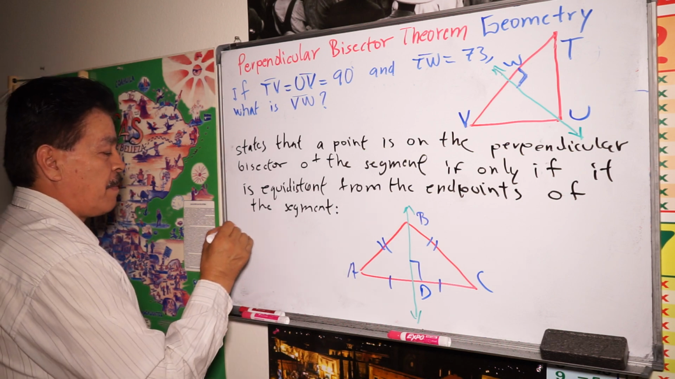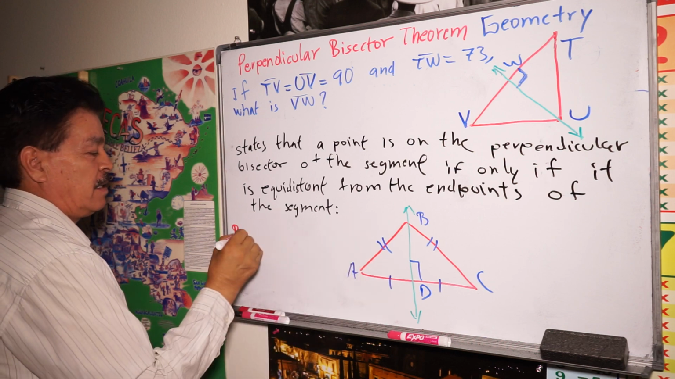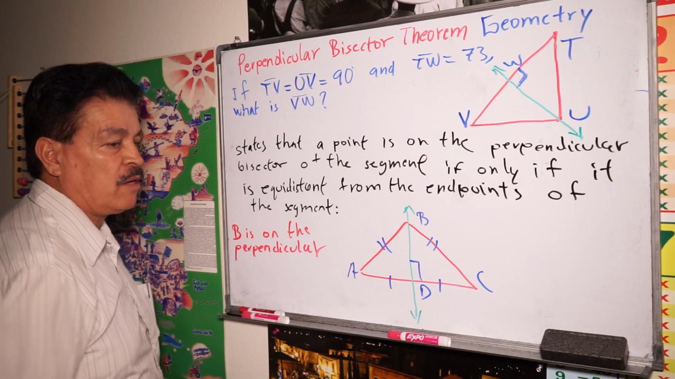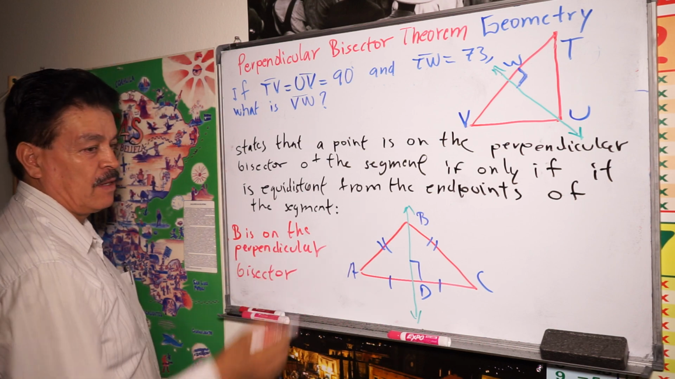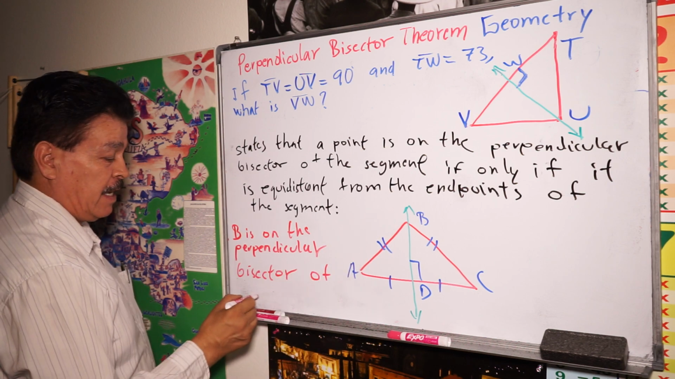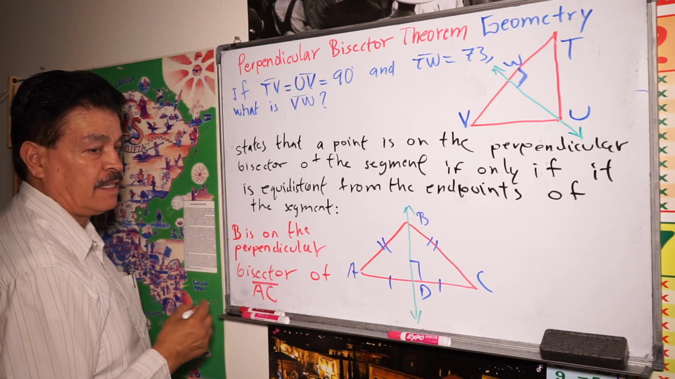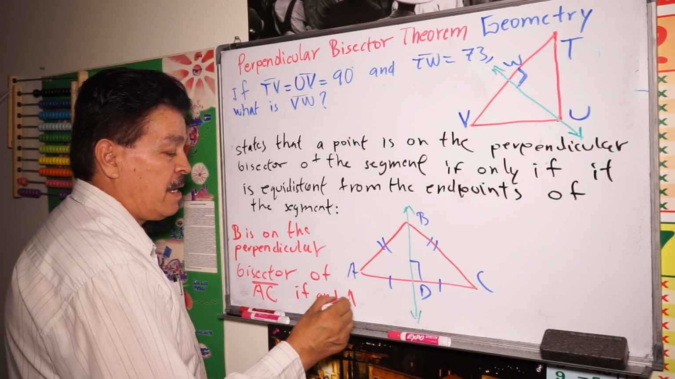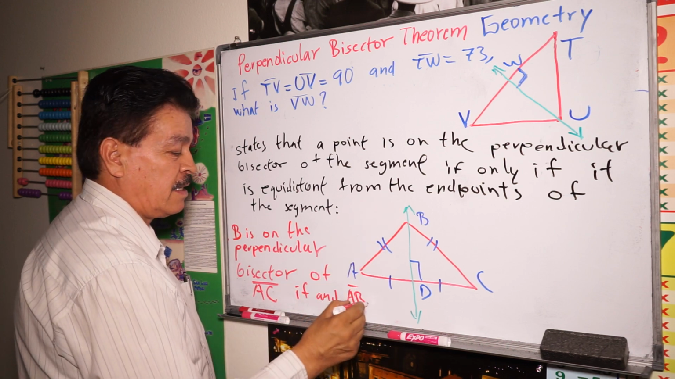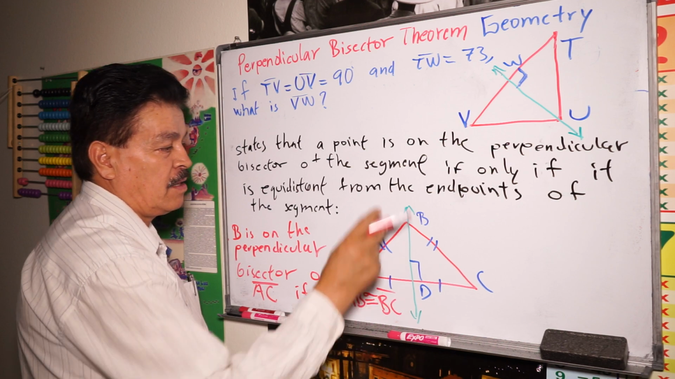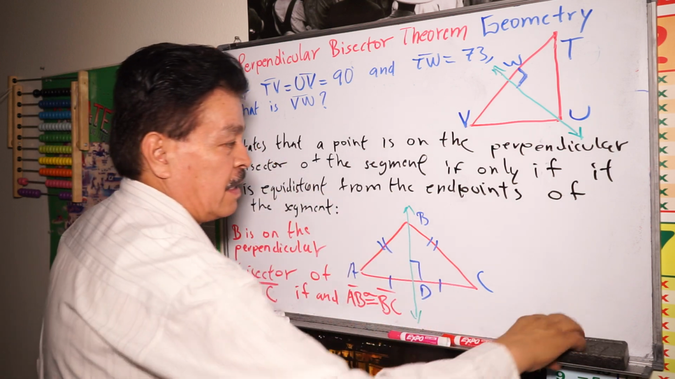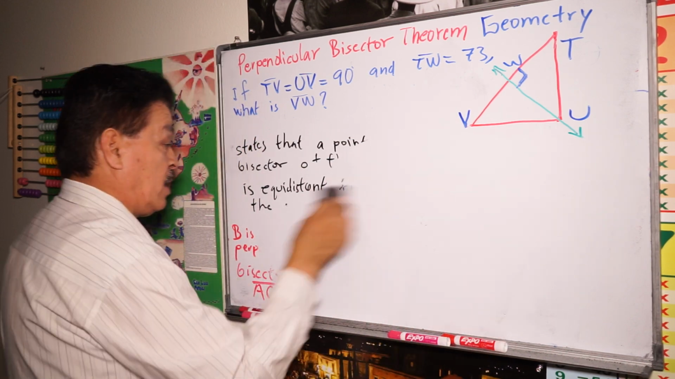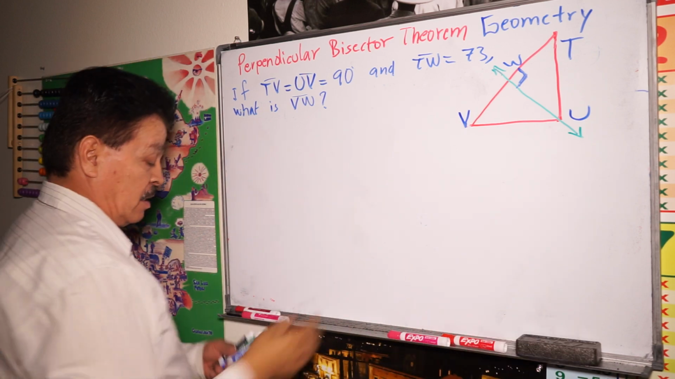In this case, from this triangle, B is on the perpendicular bisector of AC, if AB is congruent to BC. All right, this is the main idea, the concept that we have to develop to solve this problem. So let's go now to find the answer to this question.